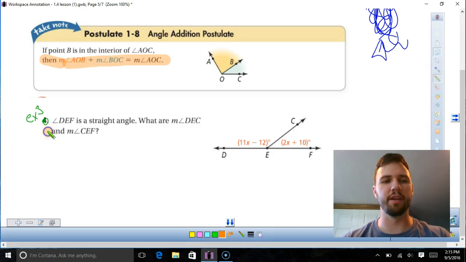So, example 3. DEF is a straight angle. What's the measure of DEC and CEF? Alright, so DEF is a straight angle, right?